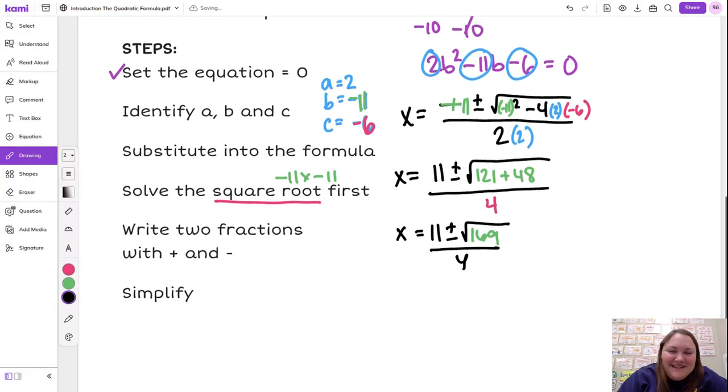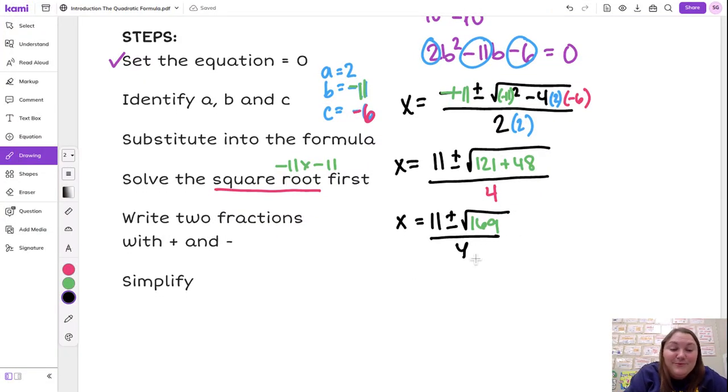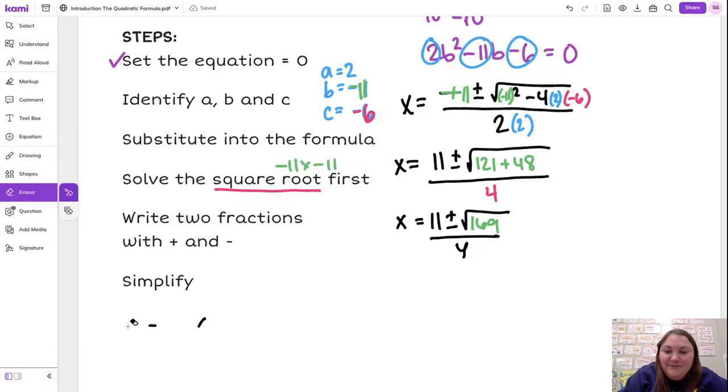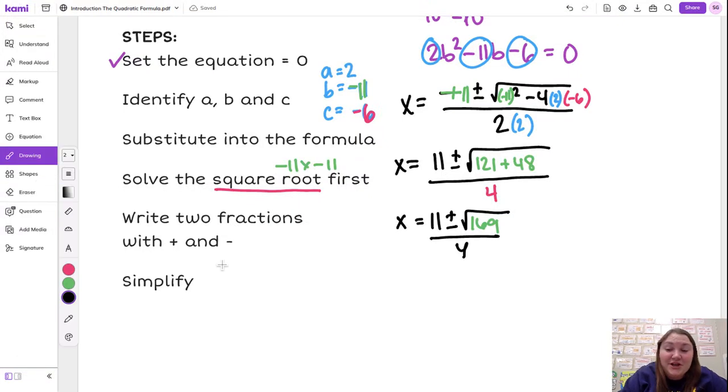We said we really want to work on that square root, so there's one more thing we can do, the square root of 169. Remember, square rooting a number means you're figuring out what number multiplied by itself equals this number. So for example, the square root of 25 is 5 because 5 times 5 is 25. The square root of 169 is 13 because 13 times 13 is 169. And so from this, we get 11 plus or minus the square root of 169 is 13. No more square root because we found the square root, divided by 4.